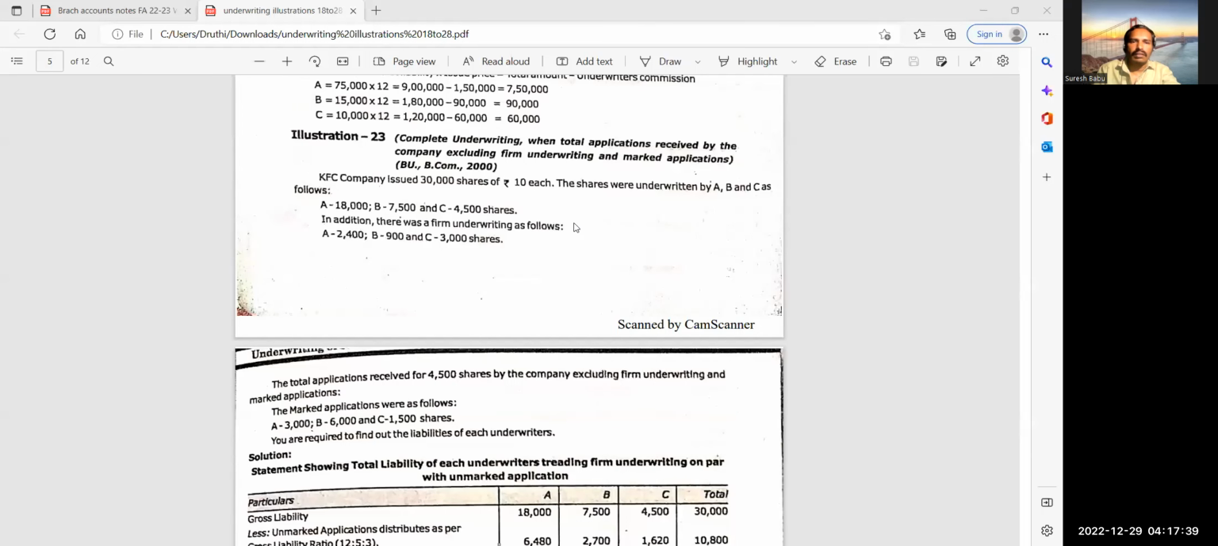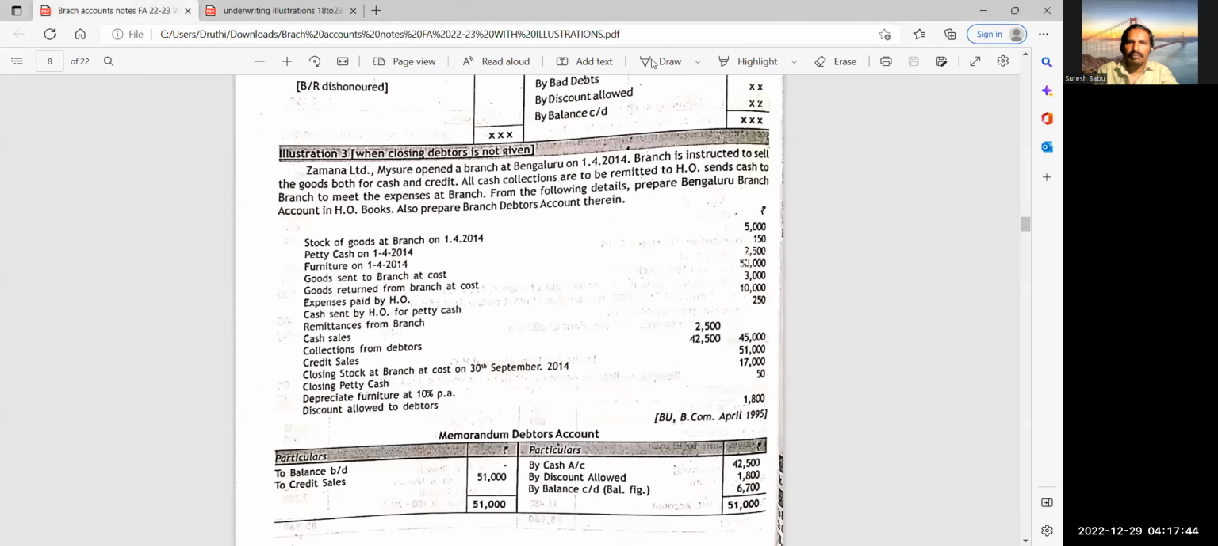Chapter: branch accounts. Let me share the screen. I hope you can see the screen that I have shared, right? Illustration number 3. Let us follow.